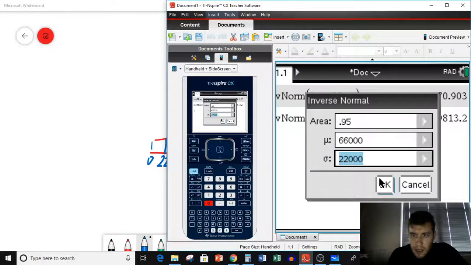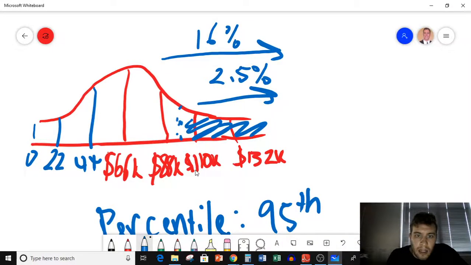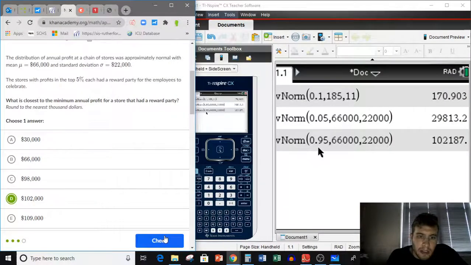So I'm going to hit OK. And we get 102,000. Let's compare that to our graph. We knew that it needed to be between 88K and 110K. So this seems reasonable. Let's go to our answers here. 102,000, you can see we pretty much have it dead on.